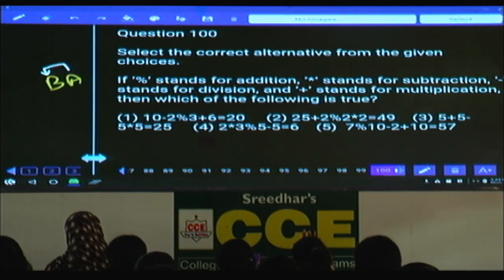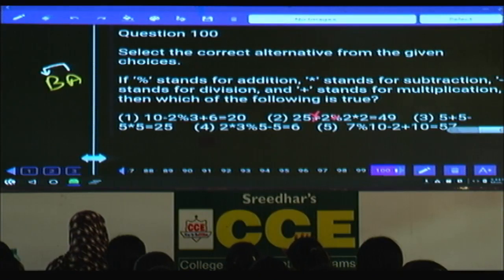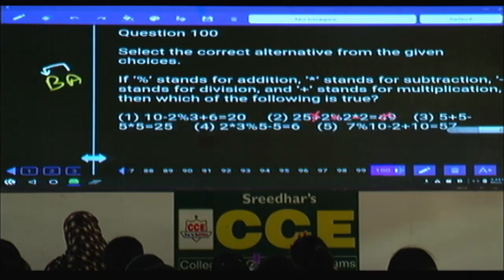Then coming to the next one, 25 plus. Plus stands for what? Multiplication. Now 25 into 2 is 50. Now percentage stands for what? Plus, and star stands for subtraction. 25 into 2 is 50. 50 plus 2 is 52, minus 2 is 50. The number is 50, but not 49. That is ruled out.